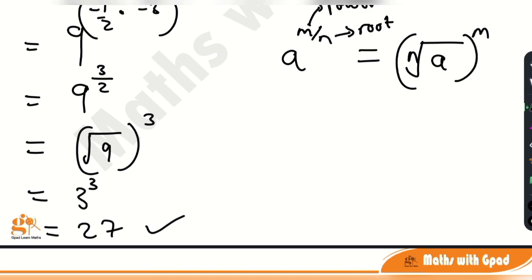And whichever method you want to use, make sure you correctly apply the laws of indices in solving that particular problem.